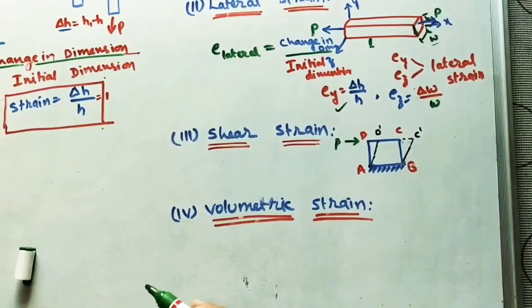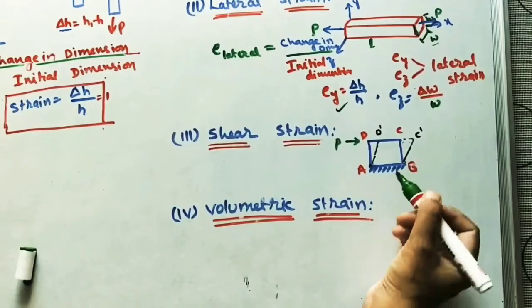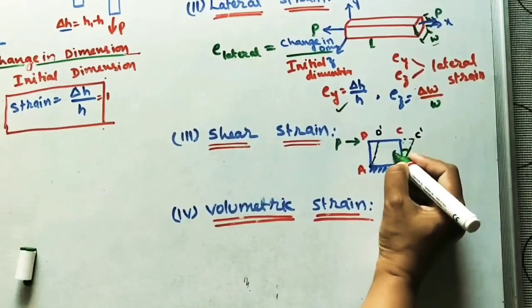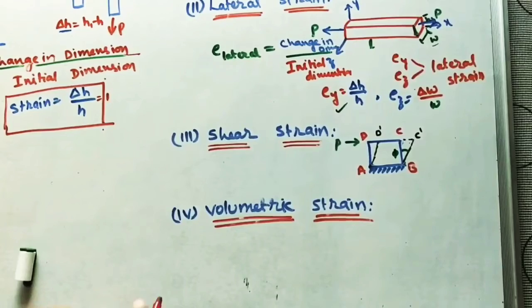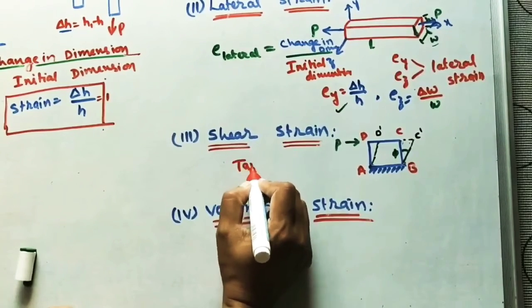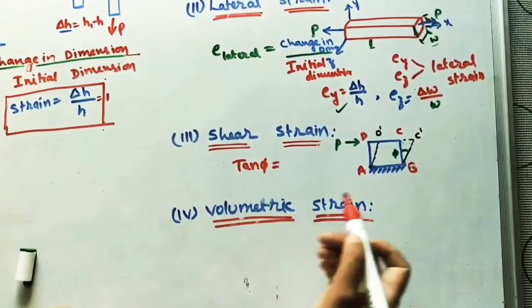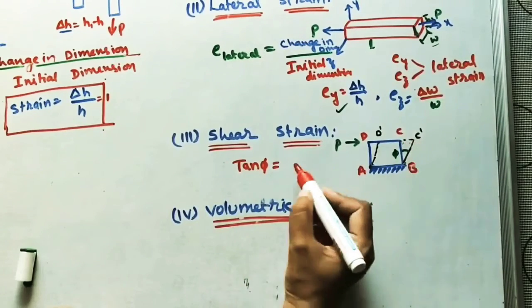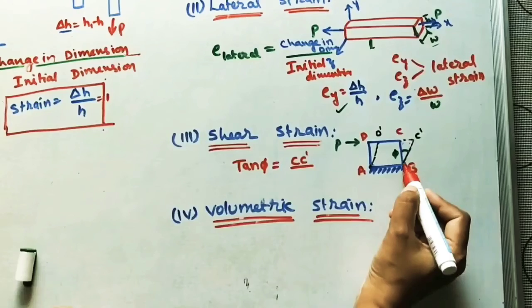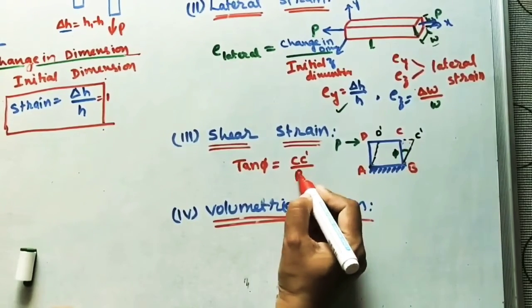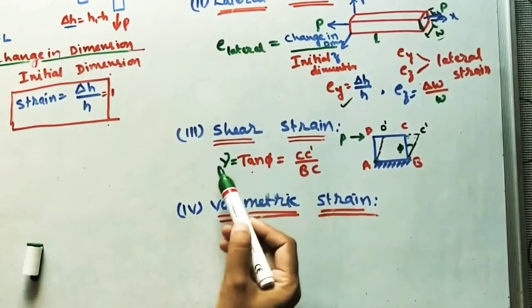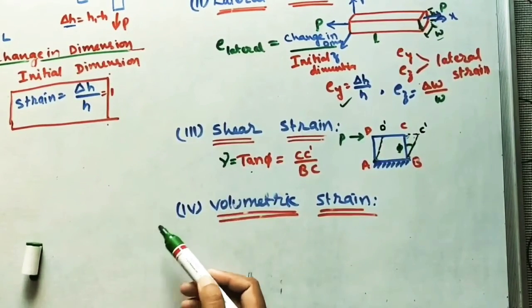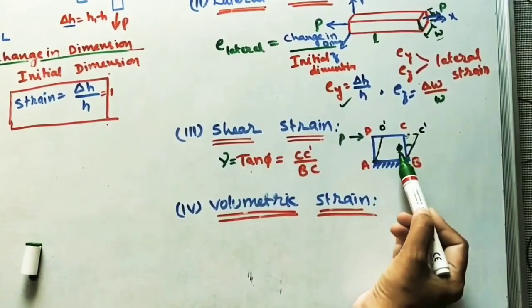Here, how do we measure the shear strain? This angle we are taking as phi, and this angle will measure the shear strain. We take the shear strain in terms of tan phi. Tan phi is equal to, what is the formula here, C dash to the BC. So this is the shear strain. We use the symbol gamma for shear strain, and we can measure it by using this angle, tan phi.